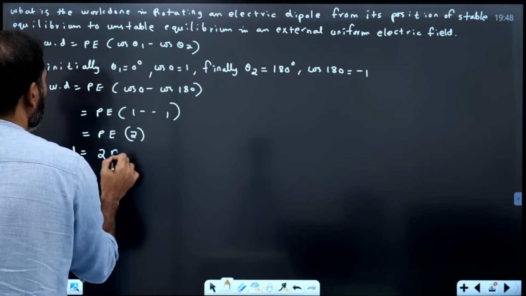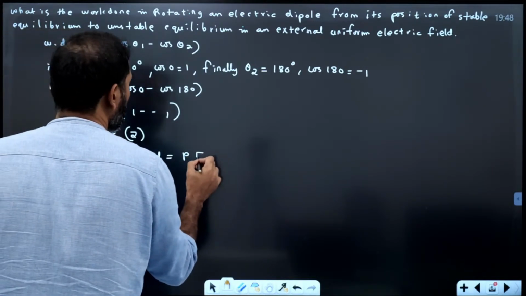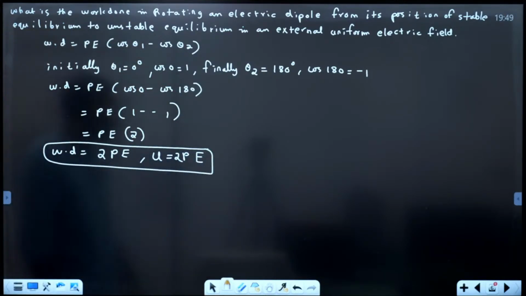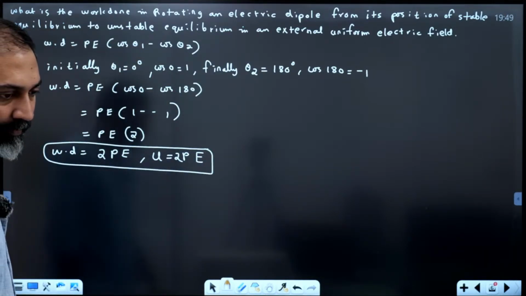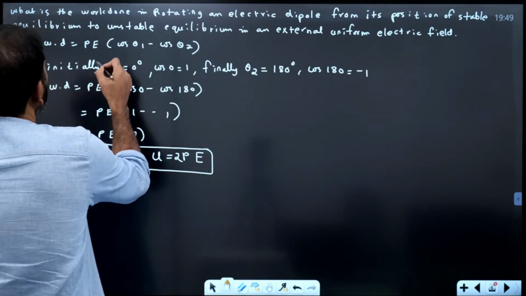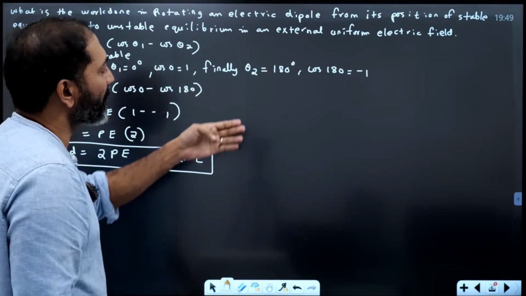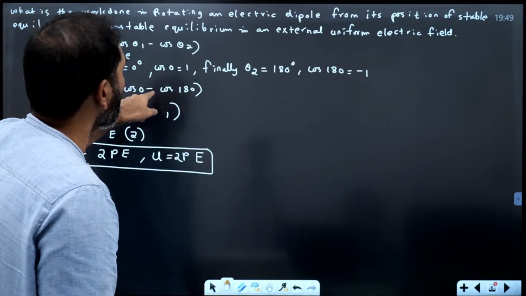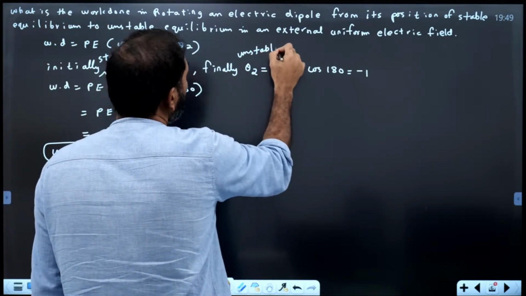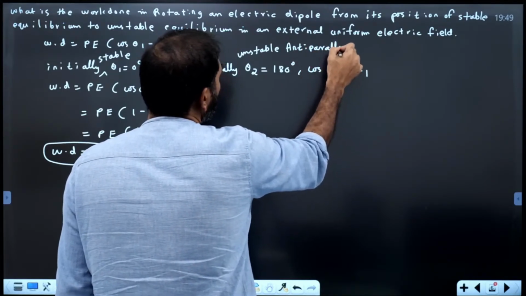2 PE. Now, suppose they are asking for the potential energy. What will be the potential energy? That is also 2 PE, because work done is stored as what? Potential energy. Positive, and the dipole is unstable. See, initially stable. Stable means what? Dipole in the direction of the electric field. So theta 1 is 0. Finally, unstable. Unstable means what? Anti-parallel.